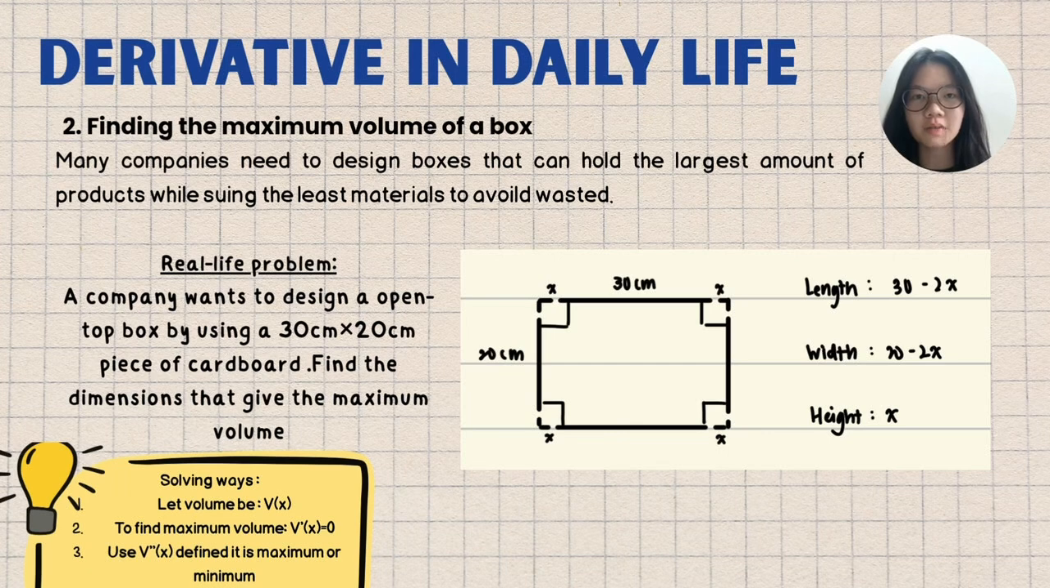The second application is finding the maximum volume of a box. Imagine a company wants to produce an open-top box using a cardboard measuring 30 cm by 20 cm. The company wants the box to hold as many products as possible while using the same amount of material. This is an optimization problem.